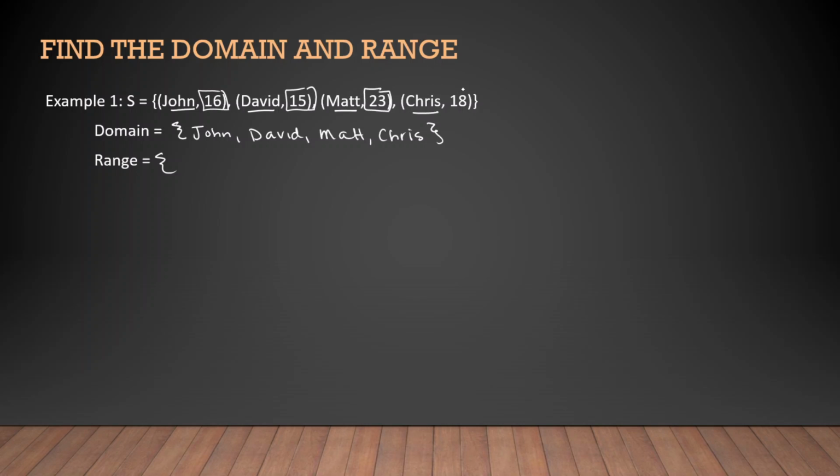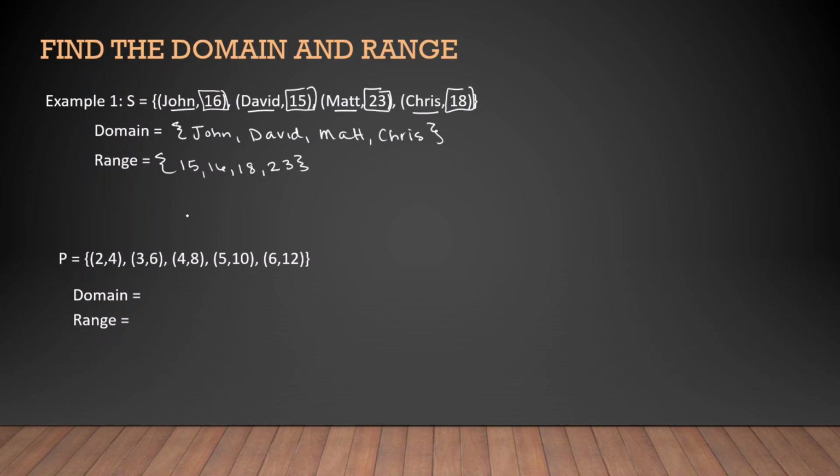And so I'm going to write those in a list, and I'm going to put them in order. They're numbers, so I like to list them in order. But you wouldn't have to. It's just a set, okay? Now notice I don't have to repeat either. So let's say John occurred twice in my list of ordered pairs. I wouldn't have to list John twice in my domain, okay? So I'd only have to list the unique values.